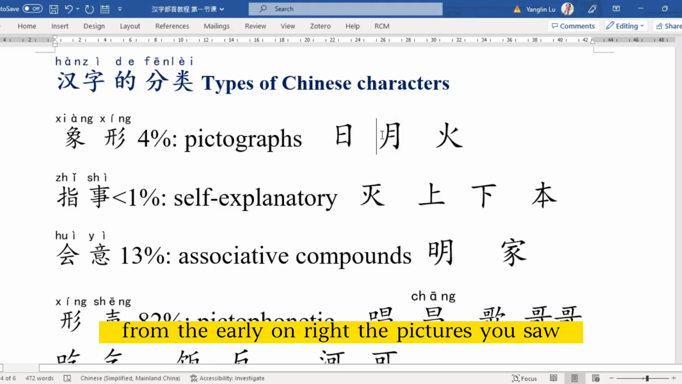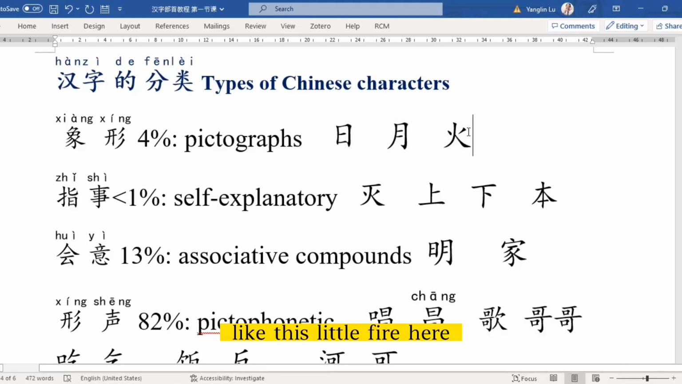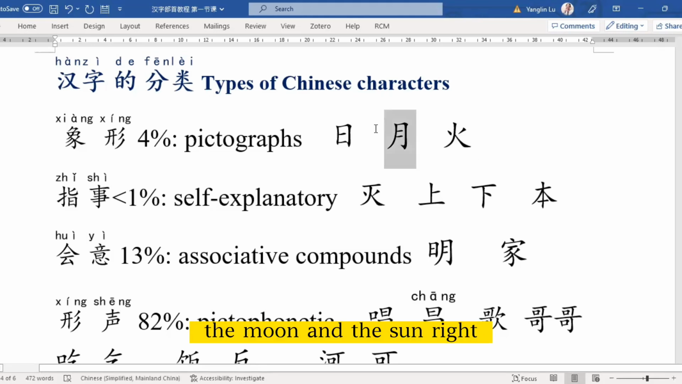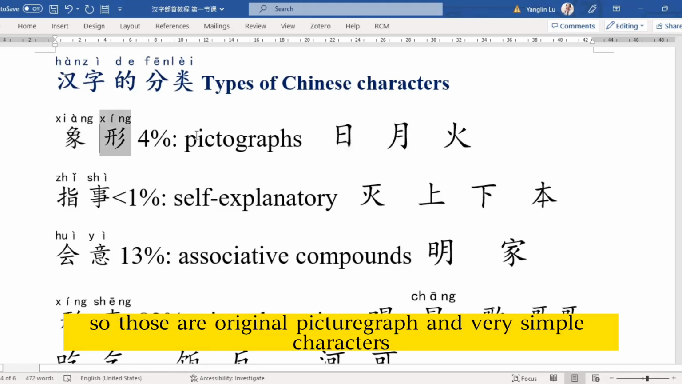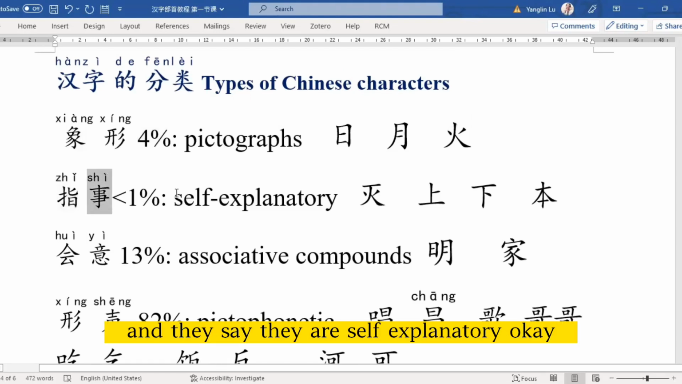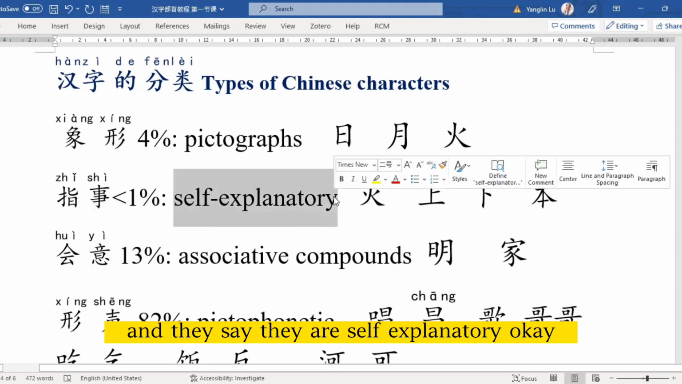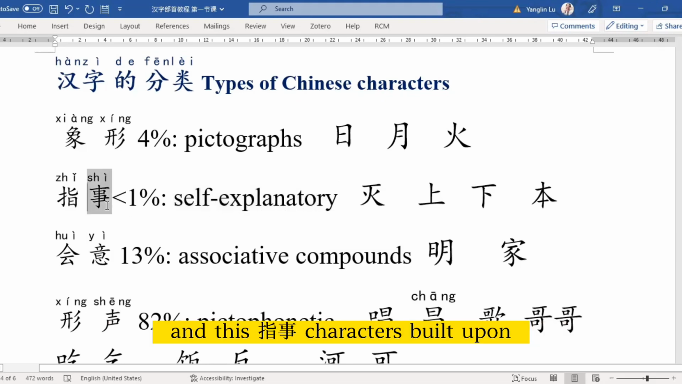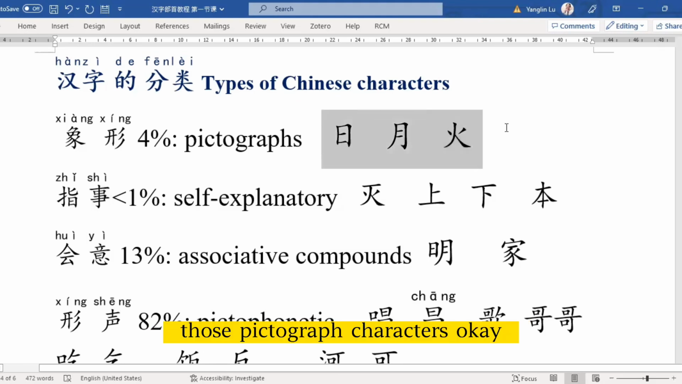The pictures you saw, like this little fire here, the moon and the sun, right? Those are original pictographs and very simple characters, and these are only about 4%. And then we have this type, 指示, and they say they're self-explanatory, okay?